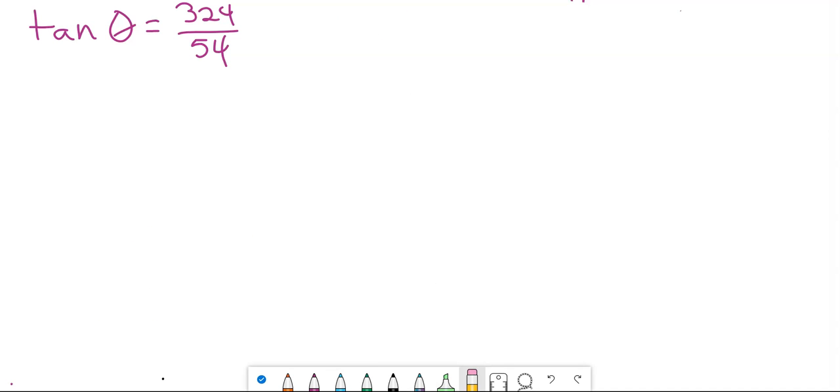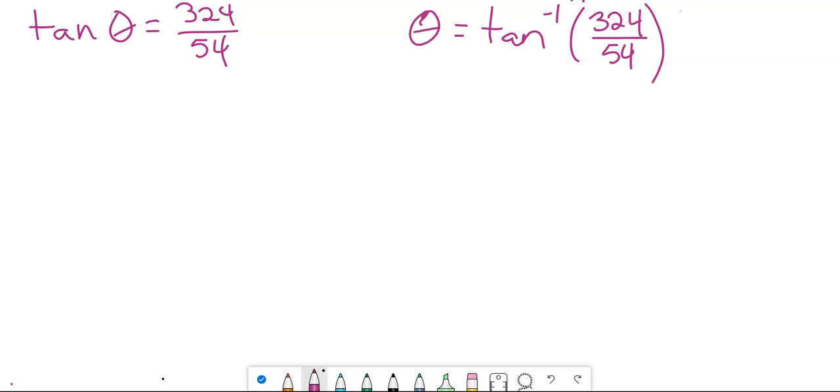All right, so we have tangent of theta equals 324 over 54, and we need to solve for theta. Now, if we know our shortcuts, we know that theta will be equal to the inverse tangent of the same ratio, 324 over 54, okay? But how do we get from here to here? Now, if you know the shortcut, you know your patterns, you can skip straight to this step. That is acceptable. But there is actually a step-by-step way to get there.